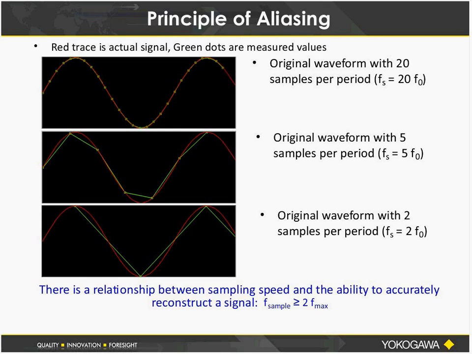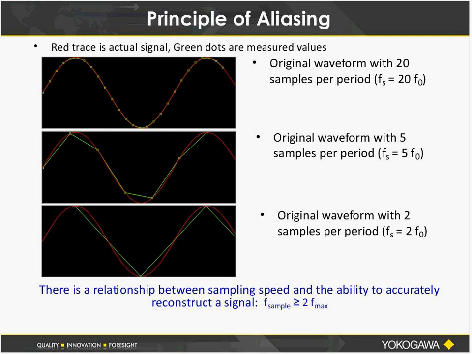So let's look at an example here. If we are trying to measure this red trace, which is just a simple sine wave, and we use the green dots to take the measurements. In the first example, we're oversampling at 20 times the fundamental frequency, or the frequency of the red trace. So if we connect the dots of the green samples, it's no problem to easily recreate that signal. And so that's 20 times oversampling.